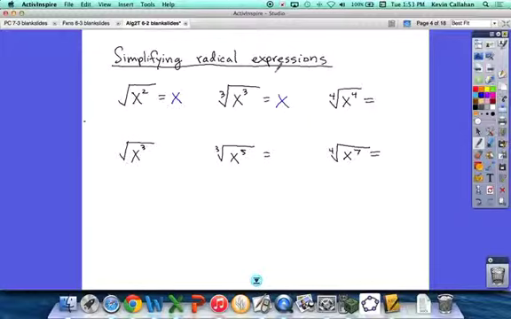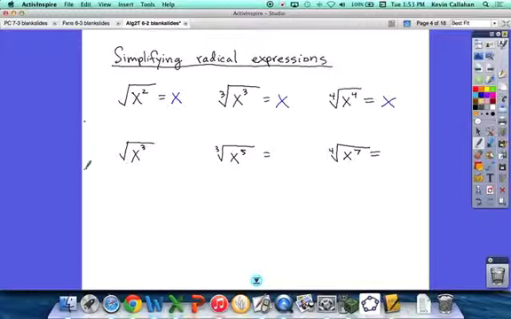Another way you can think about this, because we're not always going to have exactly the same power of x as the index of the radical: the way you figure out how many x's you take out is you take whatever the power is inside and divide it by the index. So 3 divided by 3 means 1 x comes outside. In the fourth root of x to the fourth, how many x's come out? 4 divided by 4, it's 1.